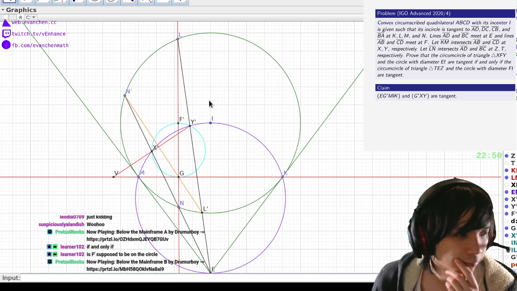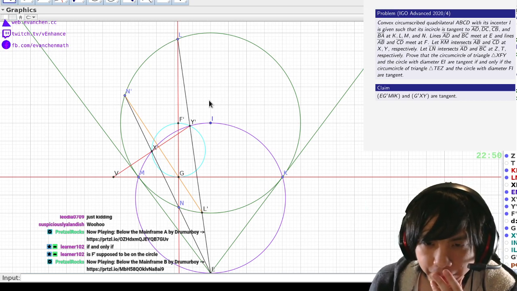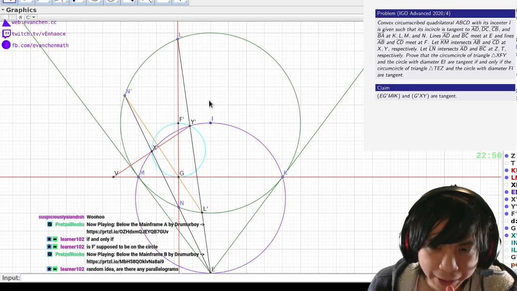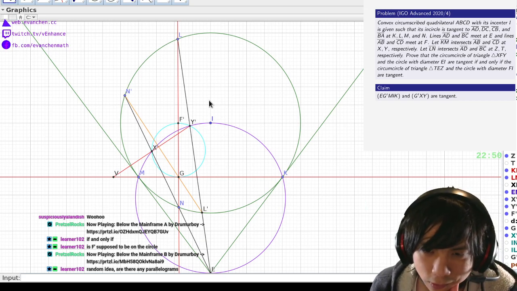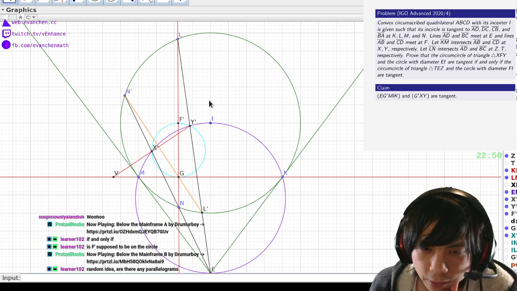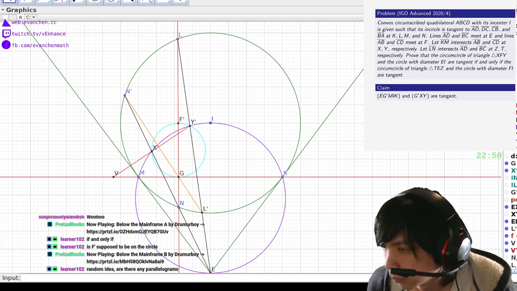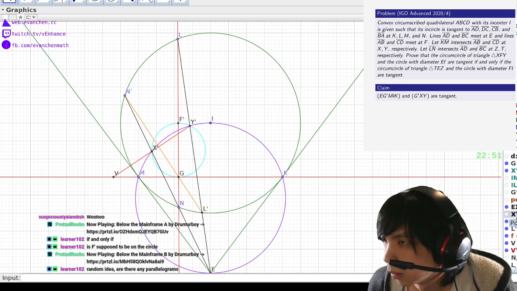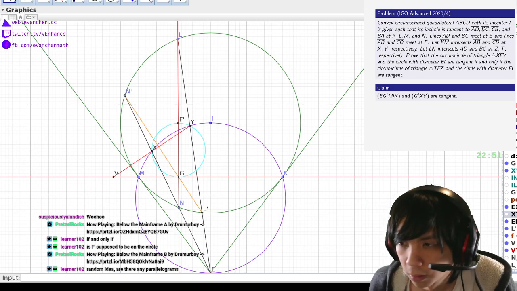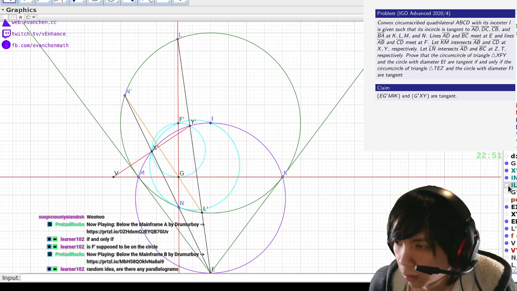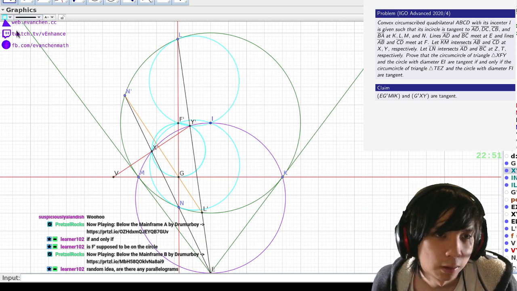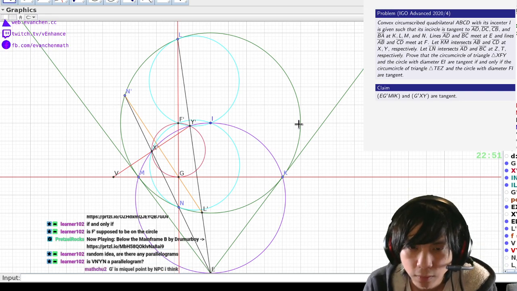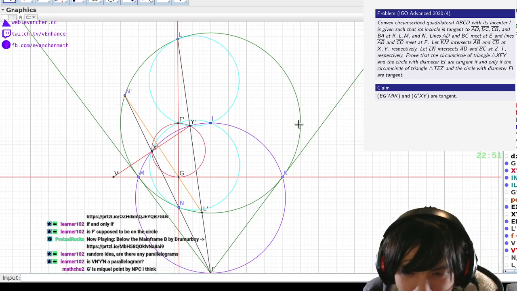There's probably some Miquel stuff happening. Also, seven gazillion cyclic quads. Are there any parallelograms? If you can see one, I'd like to know. I don't see any right now, but I've been known to miss things. I want those two circle specs. This circle shouldn't be... this should be like... Okay, so I have some angles. I can chase angles, right? Maybe, I hope.